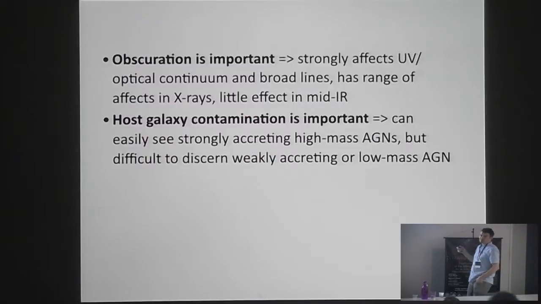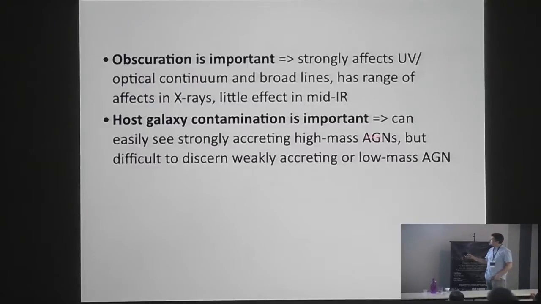Host galaxy contamination is also super important in the sense that we can only see highly or strongly accreting, high mass AGNs in optical or infrared. We have strong host contamination in those bands, and it's harder to discern weakly accreting or low mass black holes. And so it becomes tricky to do that.